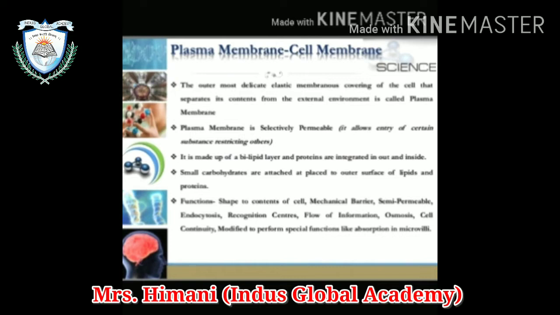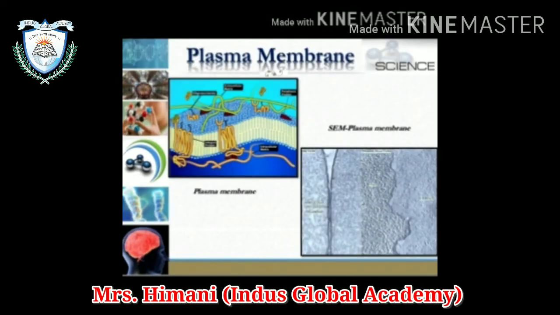Now the functions of the plasma membrane: it provides shape to the cell, acts as a mechanical barrier, helps in endocytosis, helps in the flow of information, as well as modifies to perform special functions like absorption in the microvilli, and helps in cell continuity. After that, you will see in the diagram I showed you in the previous slide all the contents of the plasma membrane, where the carbohydrates and lipids are present. You can see in this diagram.